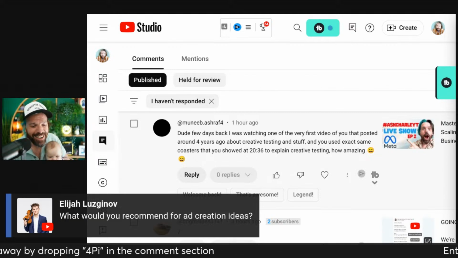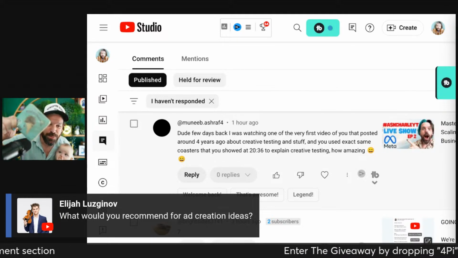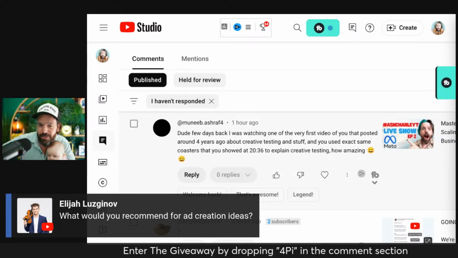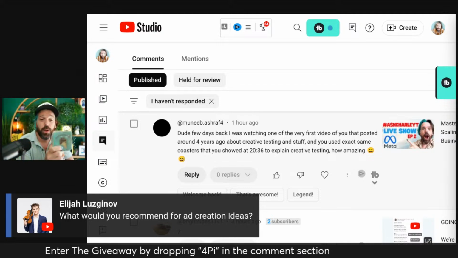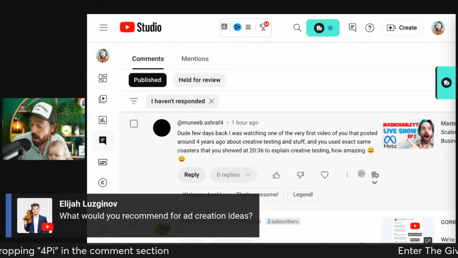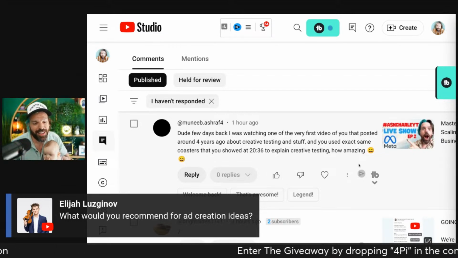That is hilarious. Okay, apparently 4 years ago, when I was telling people how to do creative testing, I showed them this as an example. Because I love these coasters. I legitimately have them. I got this in a Goodwill store in the middle of Alabama, in a town that had one blinking light. And anyway, Munib, thank you so much.